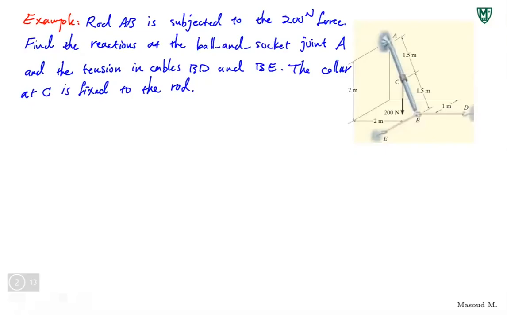Okay, so we have that bar at point C. We can think about C as a point collar since it's fixed to the rod. 200 newtons downward, we have two cables, BD and BE, holding this by pulling it in two different directions. And at point A, this rod is connected to some other part of this big system using a ball and socket joint.